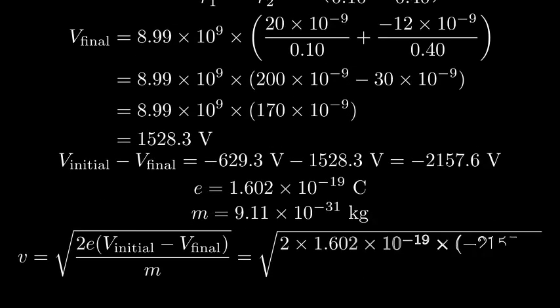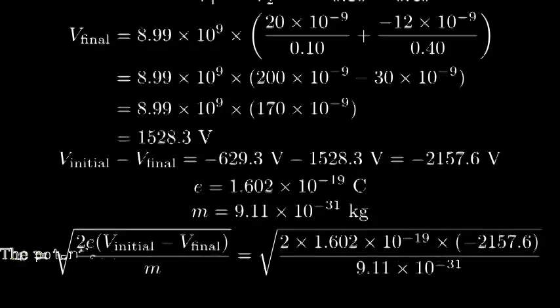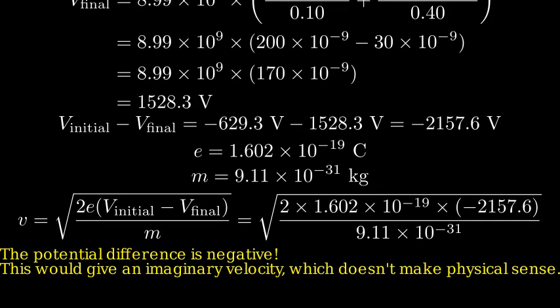Now we can calculate the velocity. V equals the square root of 2 times 1.602 times 10 to the minus 19 times negative 2,157.6 divided by 9.11 times 10 to the minus 31. Wait, there's an issue here. The potential difference is negative, which would give us an imaginary velocity. This doesn't make physical sense. Let's review our approach. Let's correct our approach.